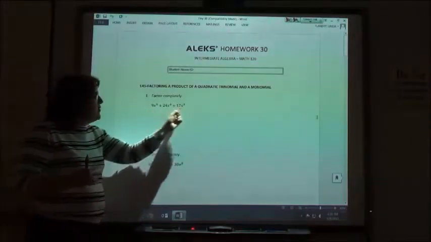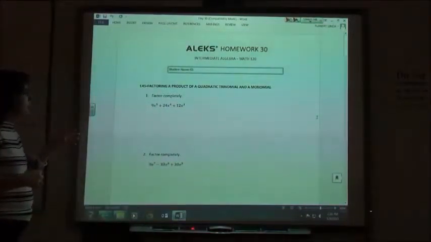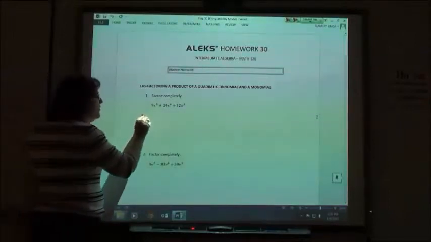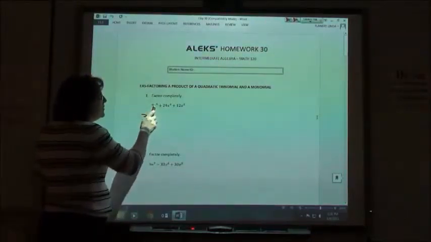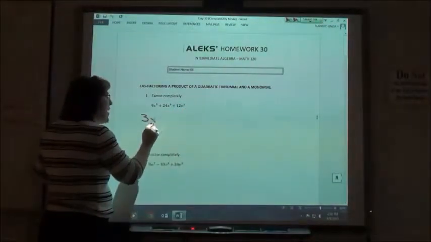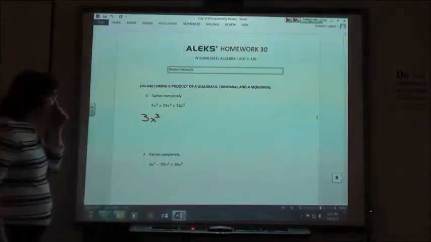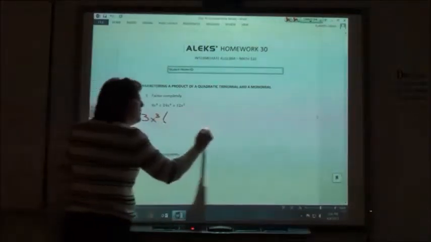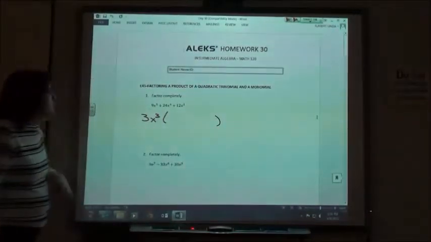Is there something I can divide out of all three terms? 9, 24, and 12 are all divisible by 3. I have an x to the 5th, an x to the 4th, and an x to the 3rd. I can do the lowest one, so x to the 3rd. So 3x to the 3rd is my greatest common factor. I'm then going to divide that out of each term.